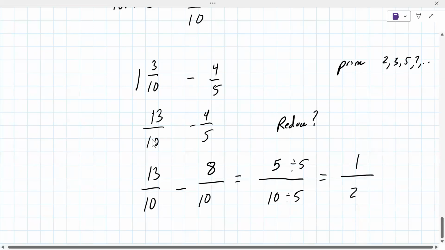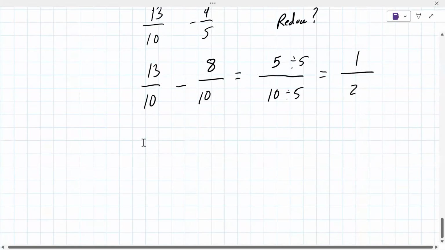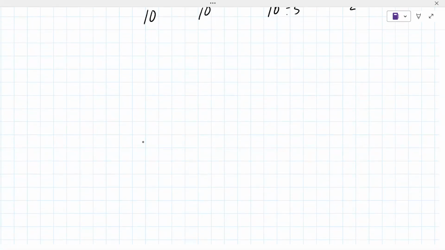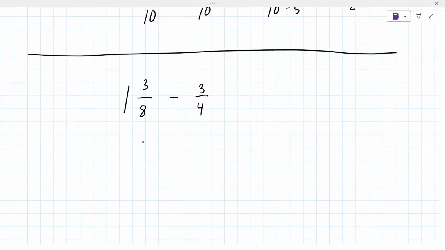Okay. All right. Let's try another one here. Let's say it's 1 and 3/8 minus 3/4.